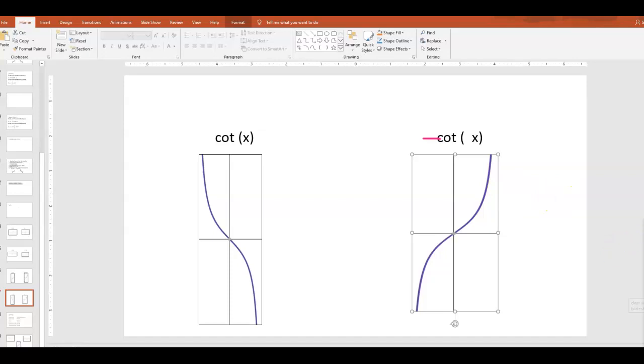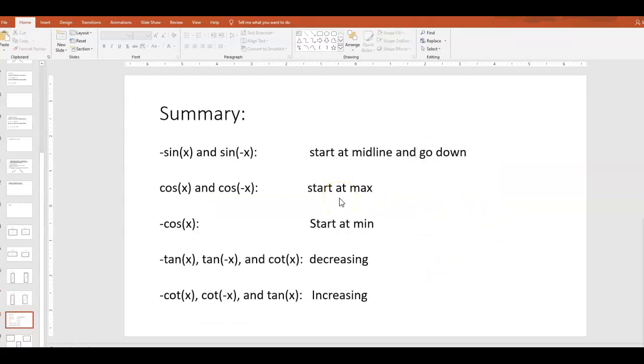Cosine is an even function where if you have a negative on the inside, it doesn't look any different than the original function. So here's a summary then of what we've learned. Whether the negative is outside or inside for the sine function, you're going to start at the midline and go down.